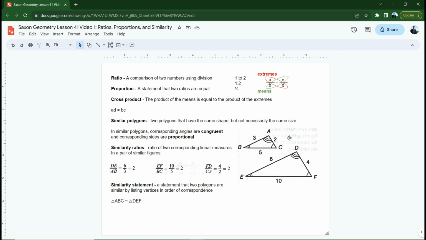What I'm saying here is triangle ABC. Notice I did the 3-line arc A angle, 2 arc angle, and 1 arc angle in that order is similar to D, the 3 arc angle, E, the 2 arc angle, and F, the 1 arc angle. I needed to state those in the correct order to have a correct similarity statement.